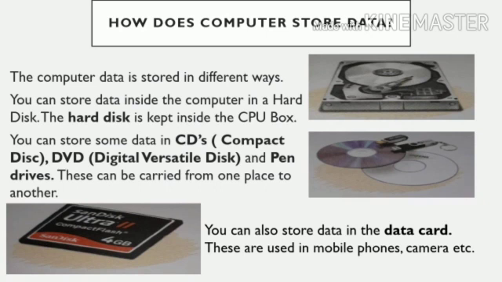Now the question is, how does a computer store data? The computer data is stored in different ways. You can store data inside the computer in a hard disk. This hard disk is kept inside the CPU box. You can also store some data in CDs, that is compact disc, DVDs, that is digital versatile disc, and also pen drives. These can be carried from one place to another. You can also store data in the data card. These are used in mobile phones, cameras, and many others.